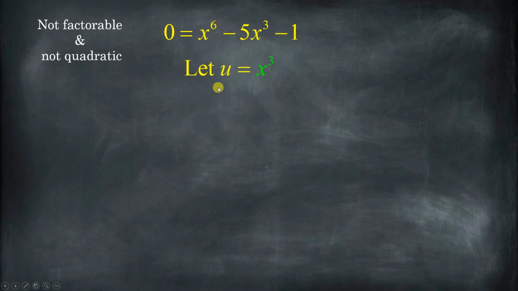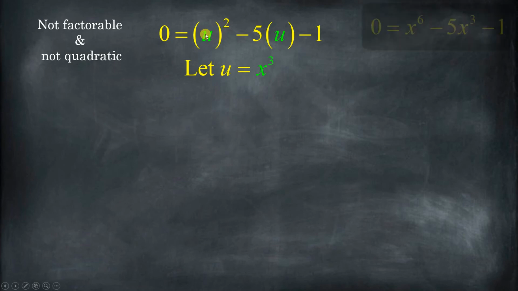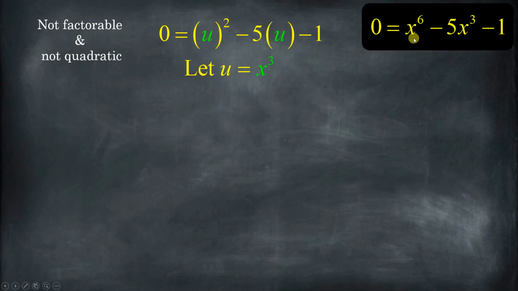We're going to say let's let u be equal to this thing, whatever this is. So u equals x cubed. Do you see how x cubed is here and here? This is x cubed squared, which is x to the 6th. So we're going to let that be u. Now let's not lose track of our original equation. This is our original equation right here, x to the 6th minus 5x cubed minus 1.